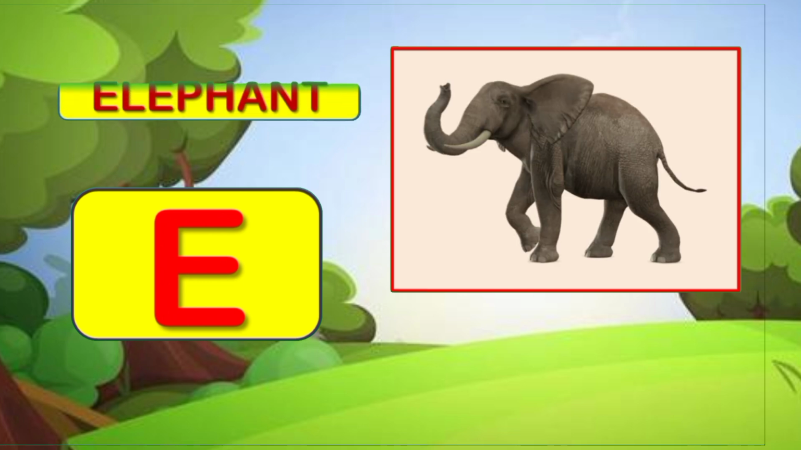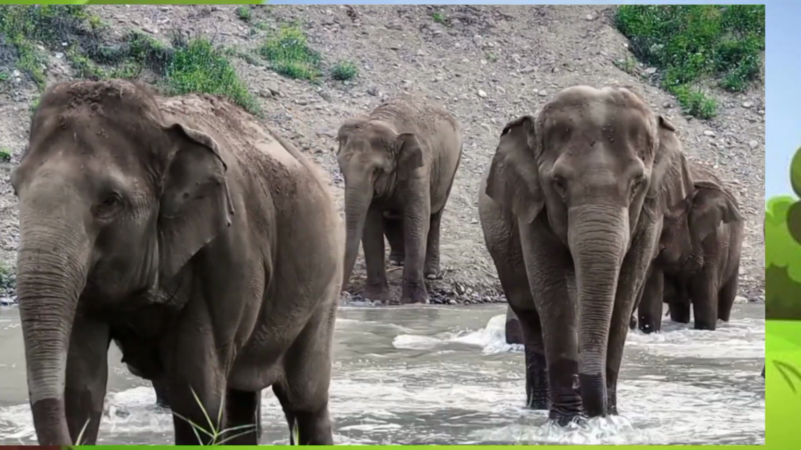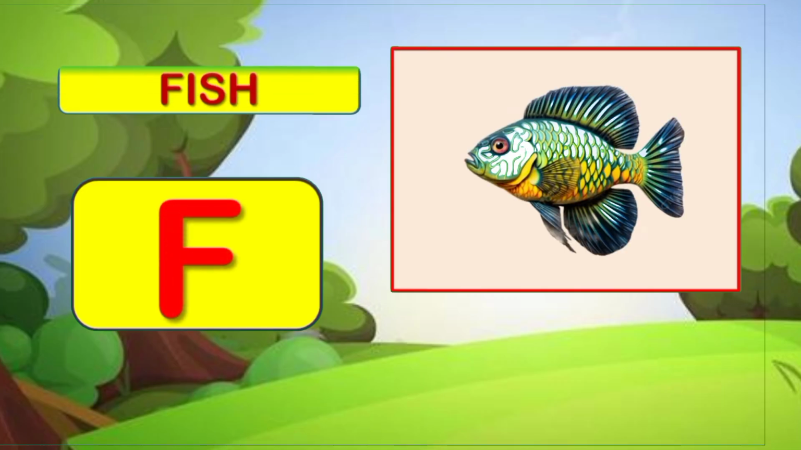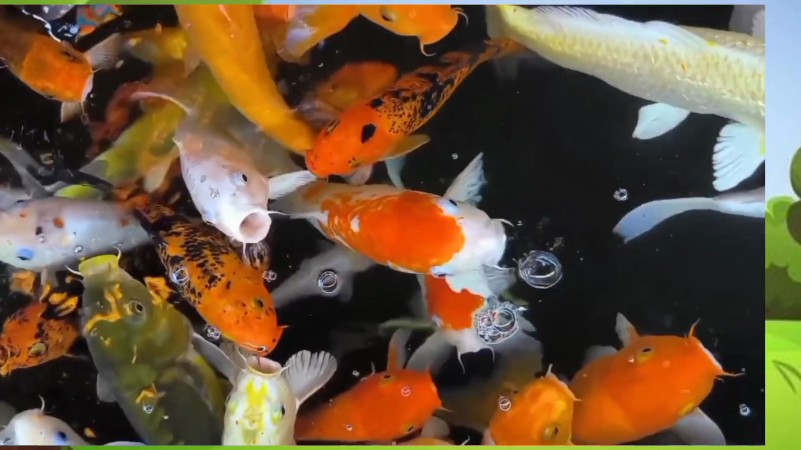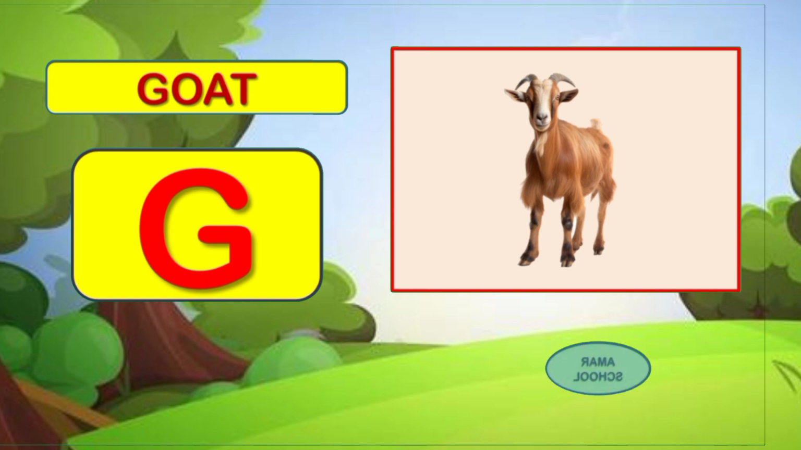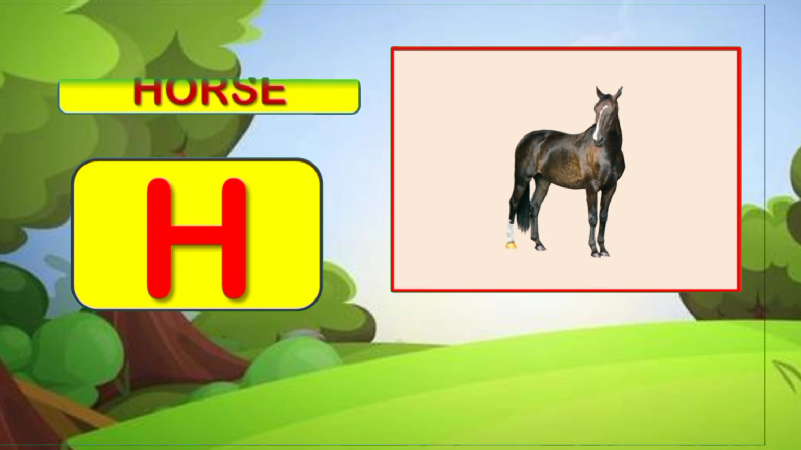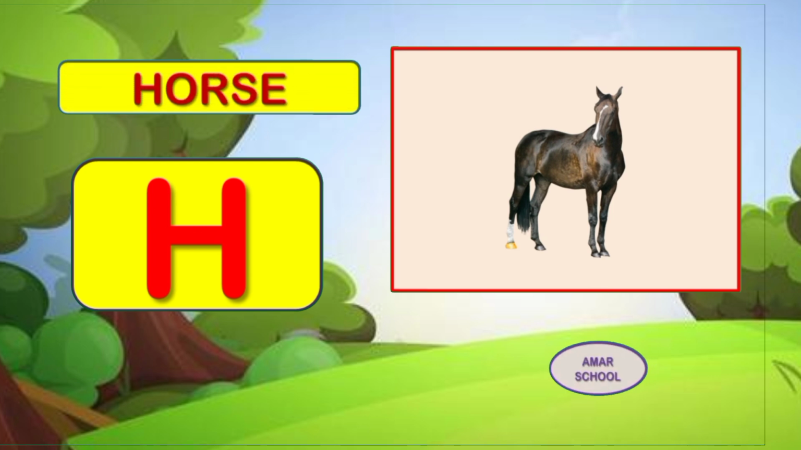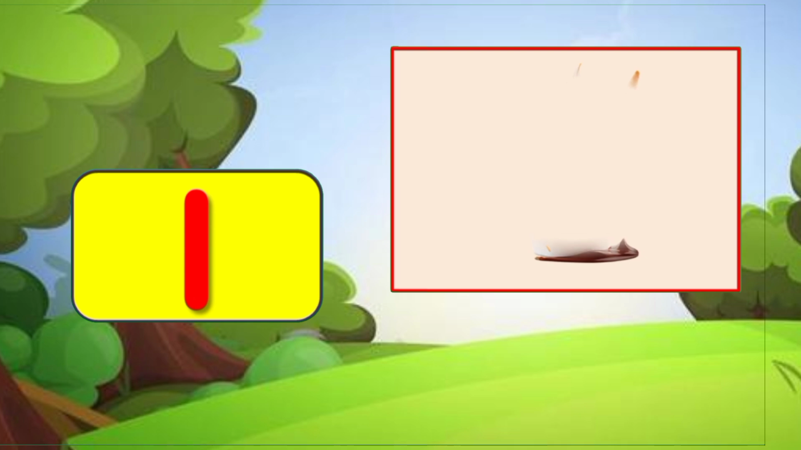E. E for elephant. F. F for fish. G. G for goat. H. H for horse. I. I for ice cream.